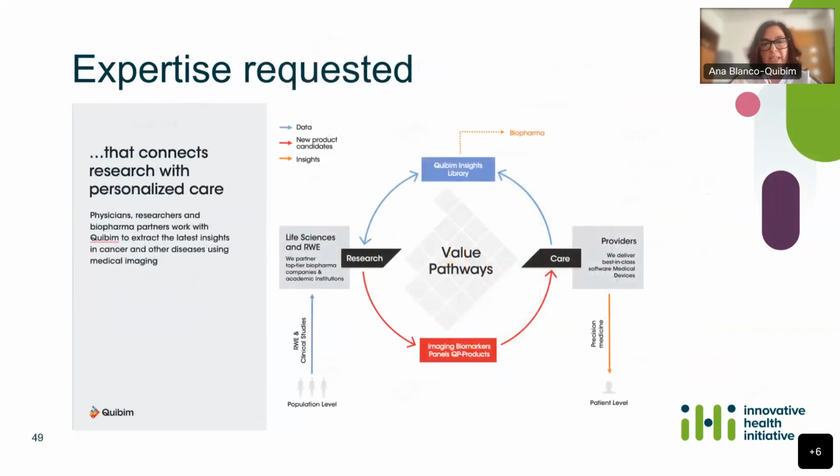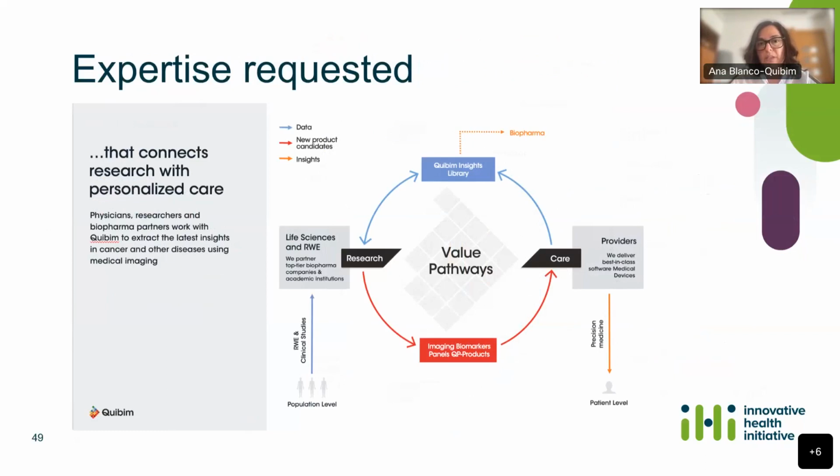The expertise request. We are working closely with biopharma, physicians, and researchers who work with Quibim to extract the latest insights in cancer and other diseases, such as the mentioned melanoma, colon cancer, etc., using medical imaging. Our main focus is medical imaging, and we can evaluate the efficacy of the union of the radiotracer in this theranostics approach. For example, we partner with top-tier biopharma companies and academic institutions at the population level.